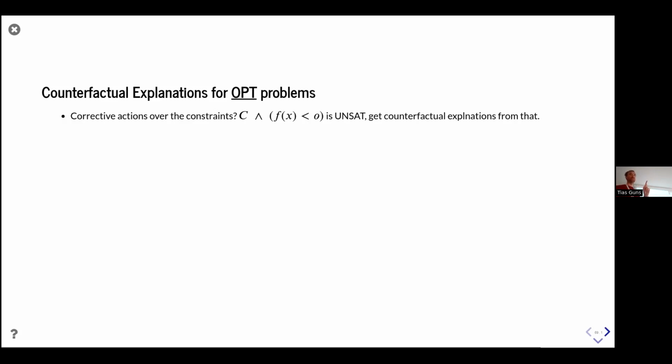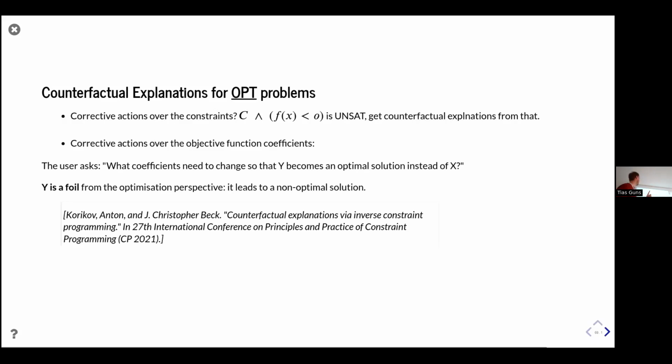And there's one final case I want to discuss and present to you. And that is, what if we want to define corrective actions over the objective function? Okay. So if the objective function expresses preferences, then the question that you could ask is, what preferences need to change so that this foil now becomes the optimal solution? Okay. So the coefficients of the objective function: how should you change the preferences so that what you know you want is actually optimal according to that objective function? Okay, so here this y is a foil. It leads to a non-optimal solution.